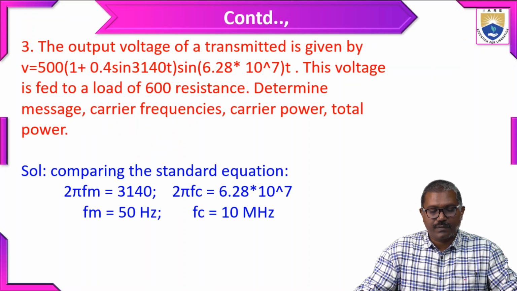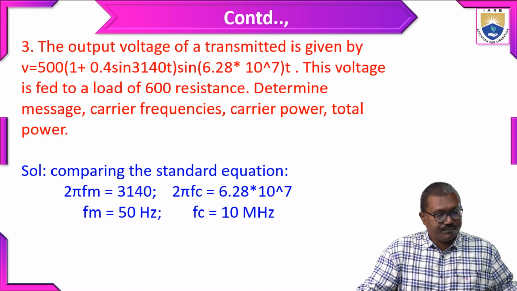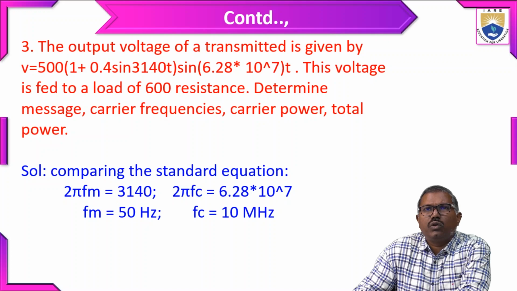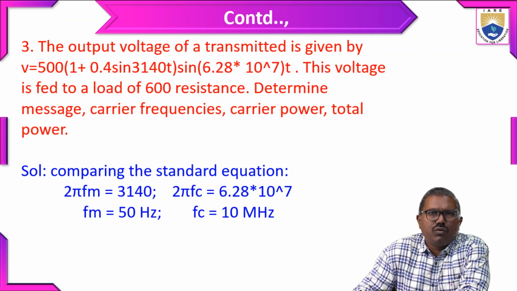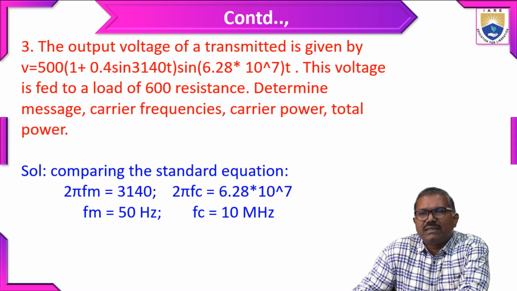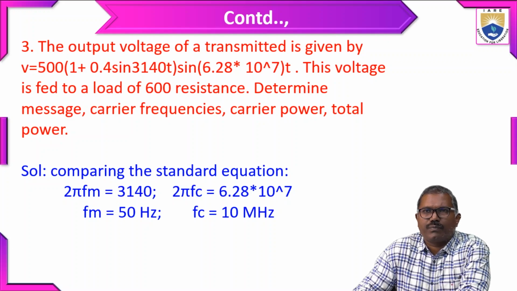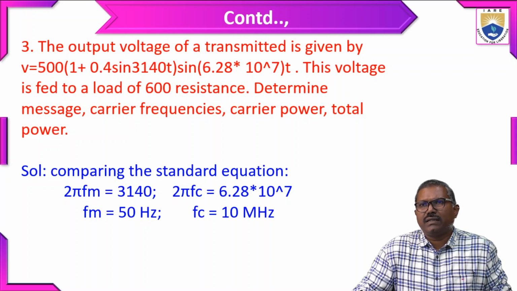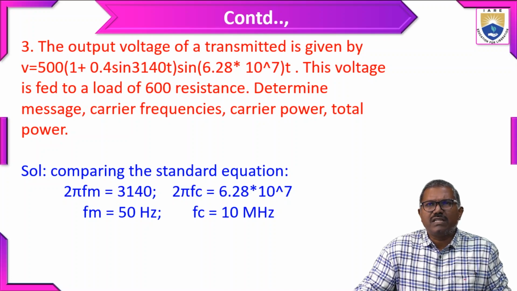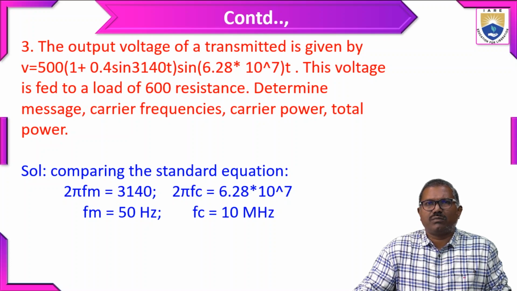So coming to the third problem. What does the third problem say? The output voltage of a transmitted signal is given by V equal to 500 of 1 plus 0.4 sine 3140t, into sine of 6.28 into 10 power 7 t. This voltage is fed to a load of 600 ohm resistance. Determine the message, carrier, power, total power.